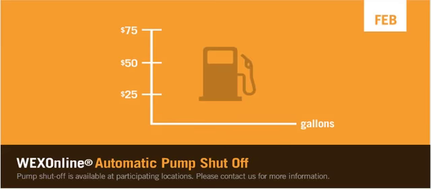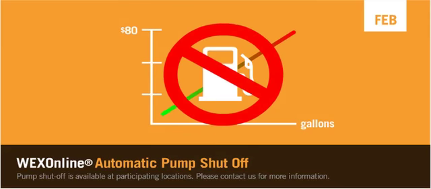Suppose the following month fuel prices go up. You can set a higher fuel transaction limit, maybe $80, and the automatic pump shutoff will kick in at the higher price.